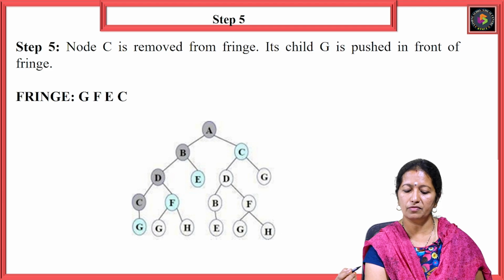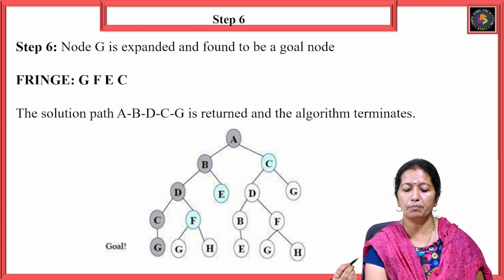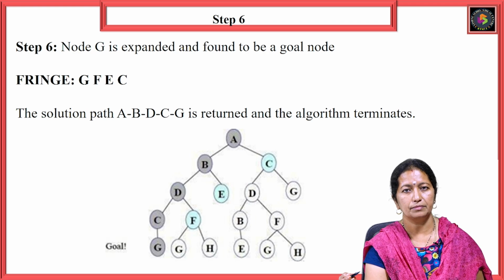Now node C is removed: first B is removed, then D is removed, then C is removed, then the child G is pushed in front of the fringe. I find my goal state. So this is how the solution path will be found. Also we can say that from A to G is my traversal path; from the initial state A to the goal state G. The path I am finding one by one, visiting all the nodes, is where the algorithm terminates. I can say the traversing graph for this is A to B to D to C to G. This is how I will be traveling to find my goal state.